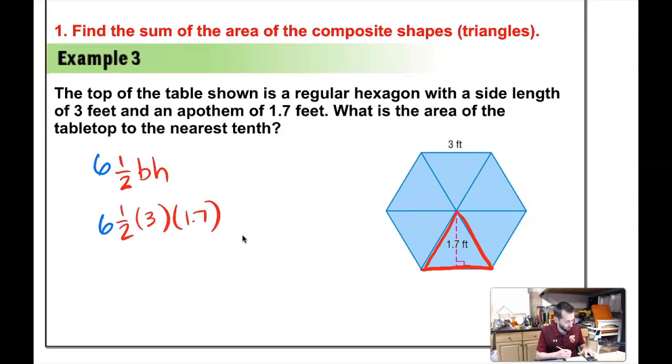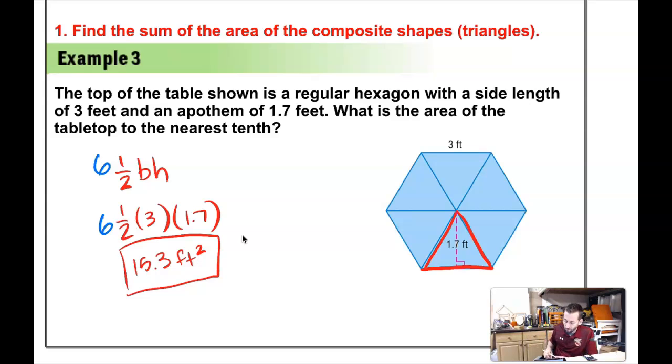I would get 15.3. In this case, it's feet squared, right? And I've been telling you guys to leave these off when we type into Google Classroom. I don't want you to not remember or acknowledge that it is squared units. But that would be our answer. It's really straightforward and simple.